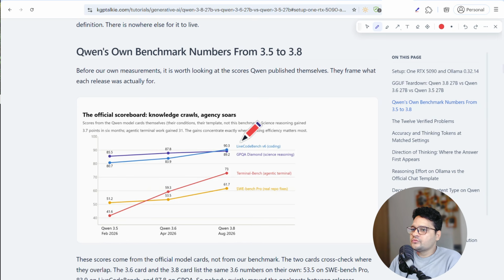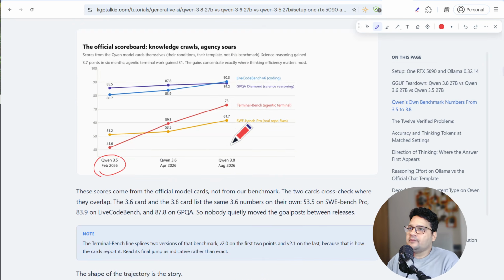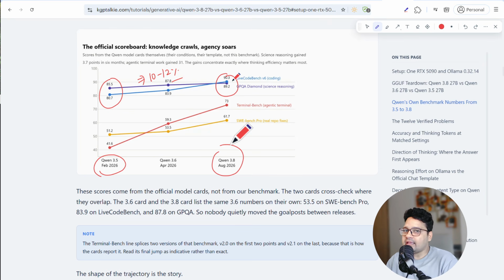Okay. So first of all, you will notice when Qwen 3.5 came in February 2026, at that time, they had LiveCodeBench and the GPQA Diamond reasoning somewhere between 80 to 85. And by the time they reach here, Qwen 3.8, their overall performance is like 90%. Okay. So the overall gain you will notice here is like 10 to 12% only. Okay. This is just a linear gain.